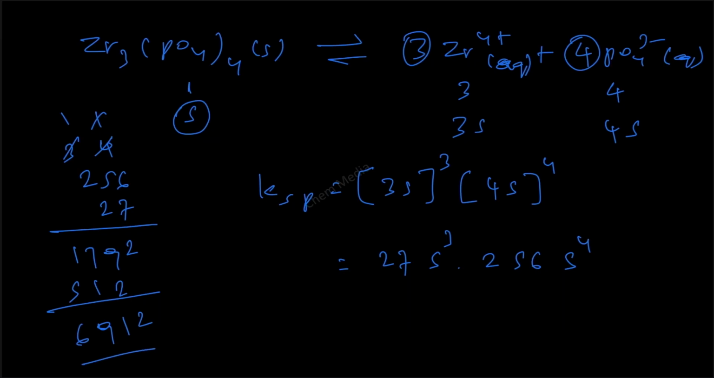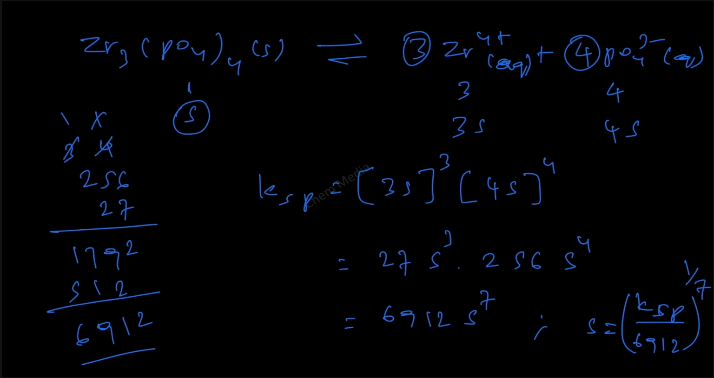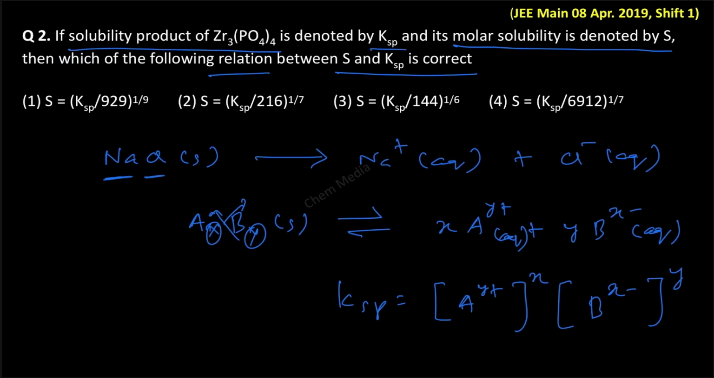So therefore Ksp is equal to 6912 times s to the power 7. So therefore s is equal to Ksp divided by 6912 to the whole power 1 by 7. This means option 4 is correct.